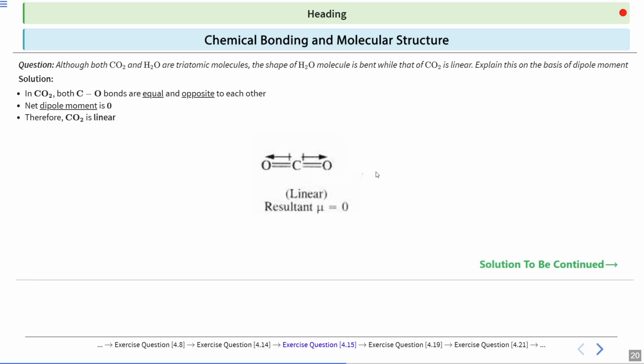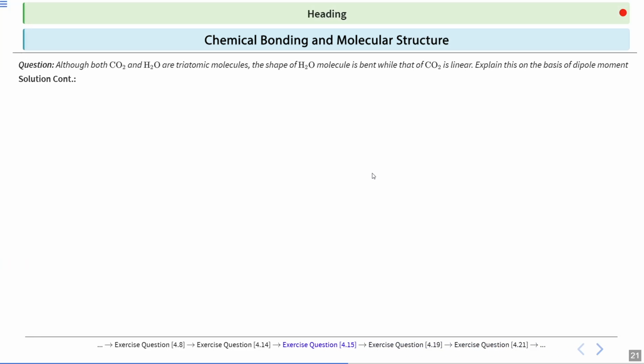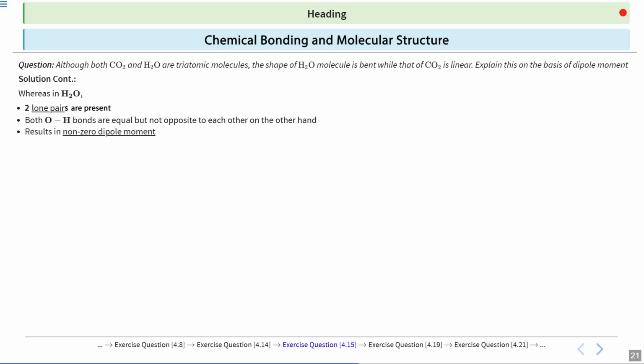Okay. Now let us see the case of H2O. If you consider H2O's dipole moment, in the case of H2O there is one lone pair present on the oxygen for one bond pair. Now, the two OH bonds are not opposite to each other. That will result in a non-zero dipole moment. So let us try to understand this with the help of the bent shape of H2O.